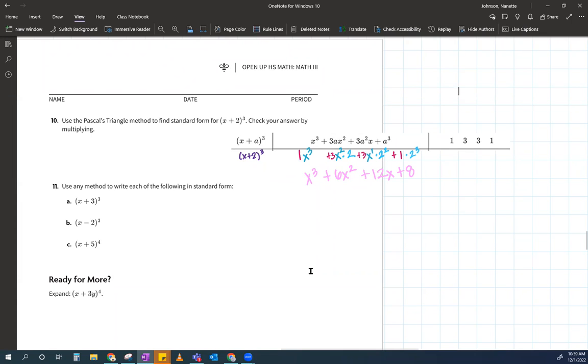Someone asked, on the quiz, will there be a question where you have to use the triangle? I am not a huge fan of you have to do it this way. But I am a fan of make sure you know multiple ways, that way you can check your answer, right?